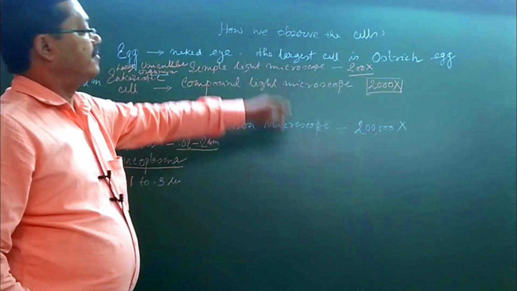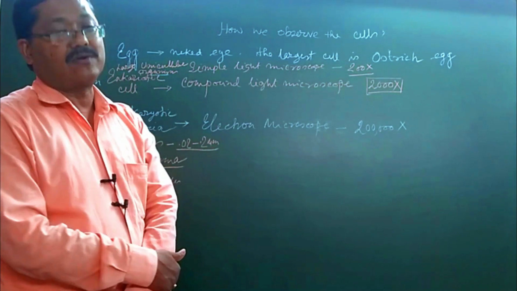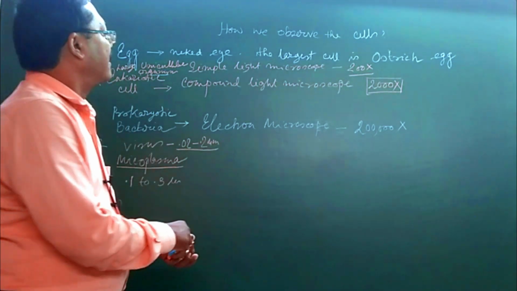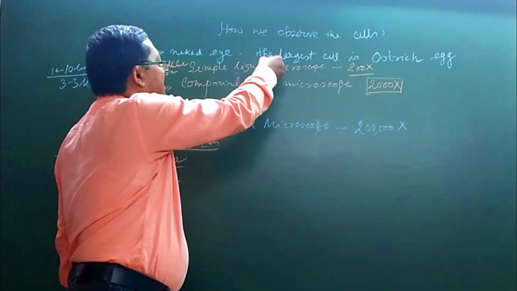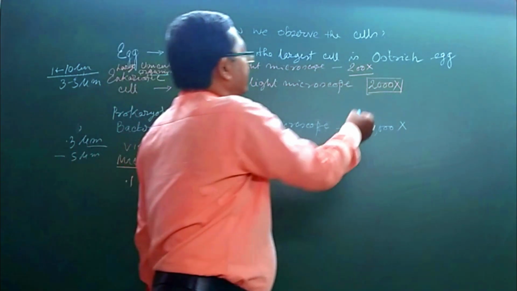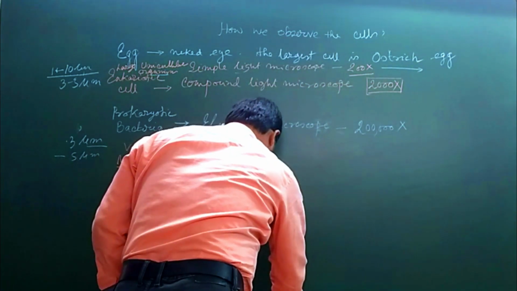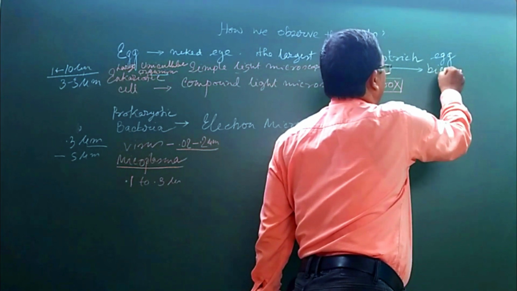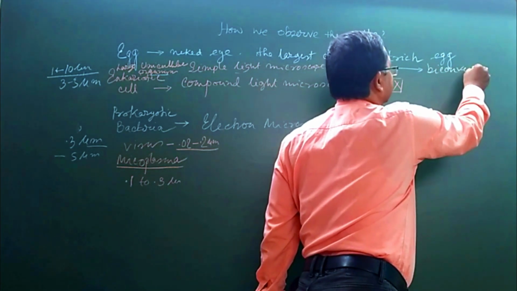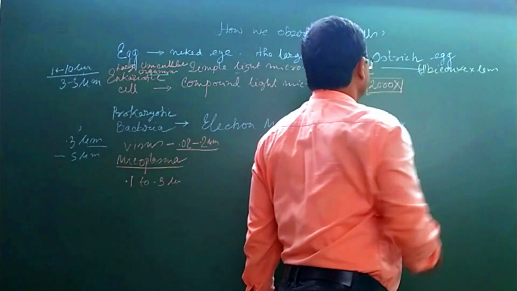The range of magnification is different in different microscopes. And what are the magnifying apparatus used in this microscope? Here only a single biconvex lens.